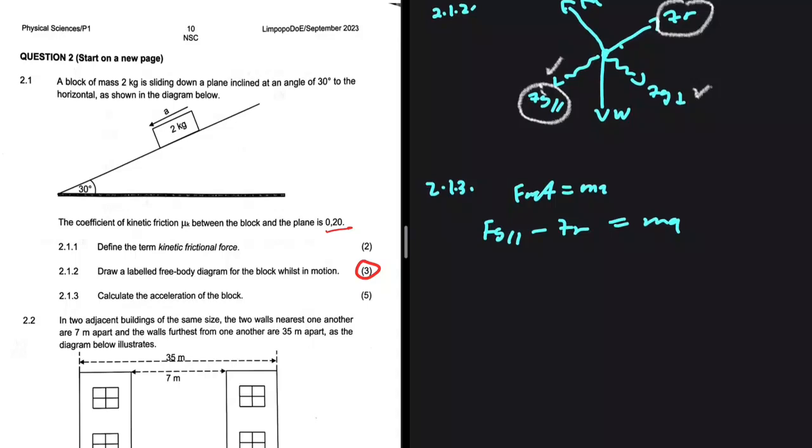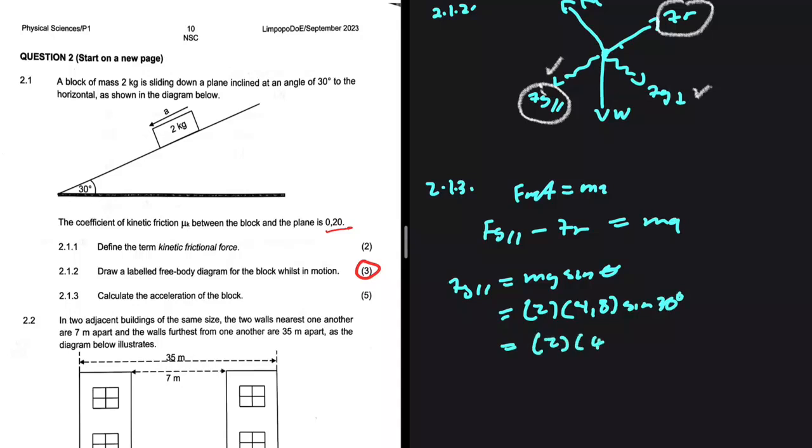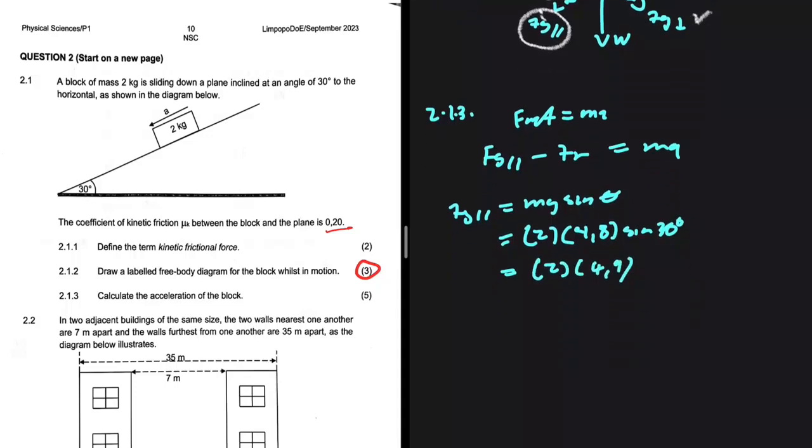Let's do that separately. So Fg parallel is equal to mg sine of theta, where m is the mass, 2 kgs, multiplied by 9.8 sine of 30 degrees. So what is Fg equal to? This is 2 multiplied by 4.9. And then now we can calculate frictional force.